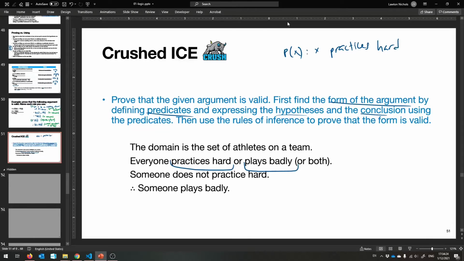It can be true for a particular X, but not another. And then we can say that Q of X or Q of Y, doesn't really matter. They're just variables after all. That Y plays badly.